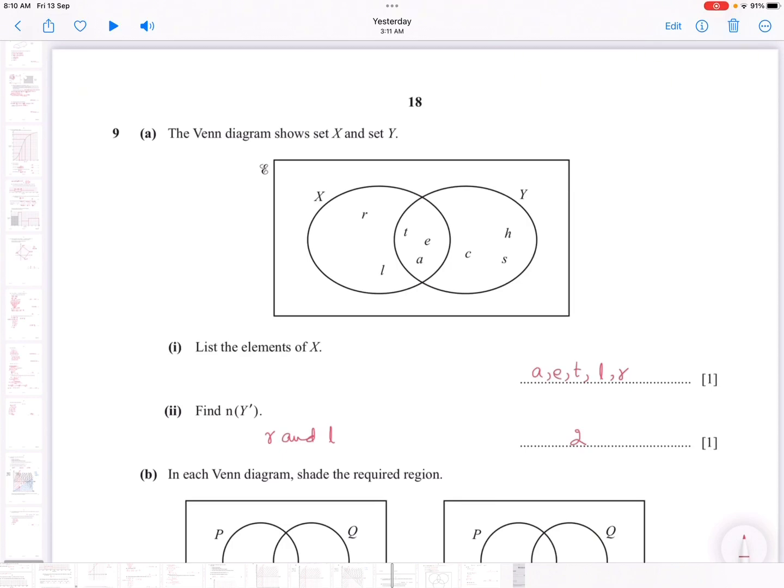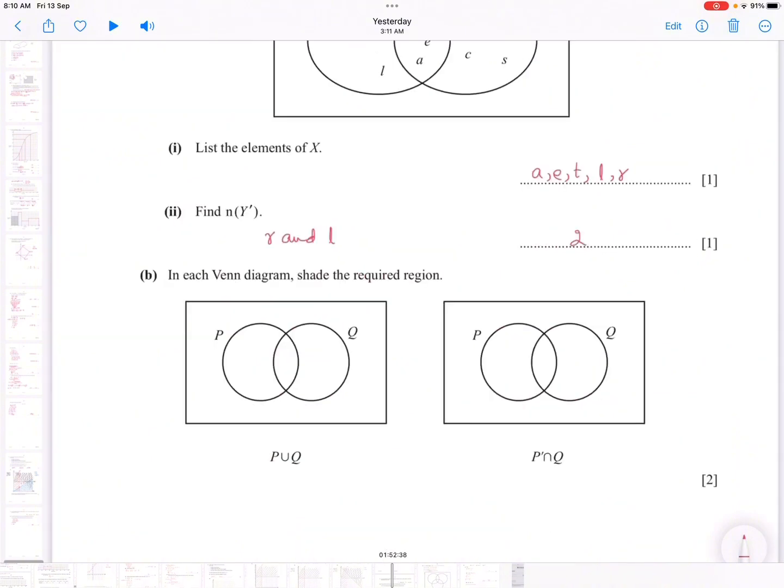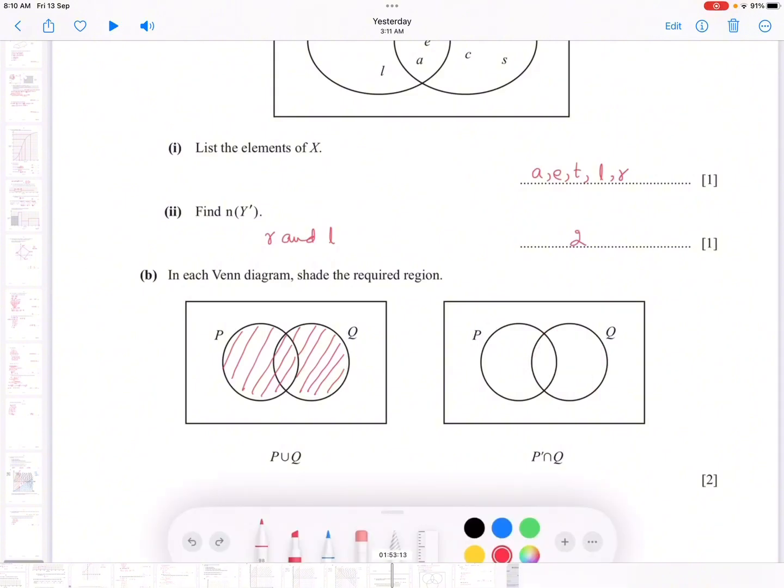So in B part, shade the required region. P union Q, this is simple. You just shade both of these circles like this. P complement intersection Q, you leave P as it is and shade the part of the Q. So that is, no, not inside this.